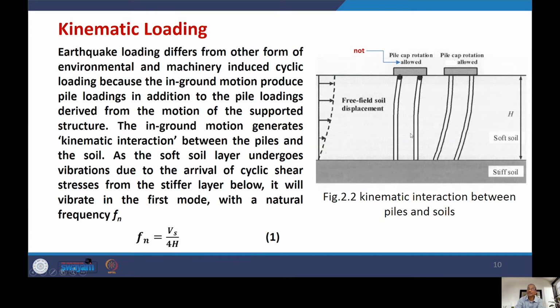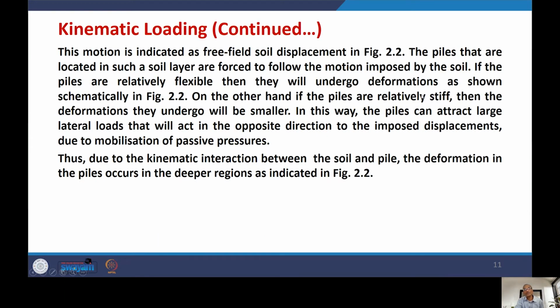So here you could see that the behavior of the piles is similar to what we have seen in the case of inertial loading, and there is a formation of hinges near the pile cap. So continuing with this, the motion due to kinematic loading is indicated as a free field soil displacement in figure 2.2. The piles that are located in such a soil layer are forced to follow the motion imposed by the soil. If the piles are relatively flexible, then they will undergo deformations as shown in figure 2.2.